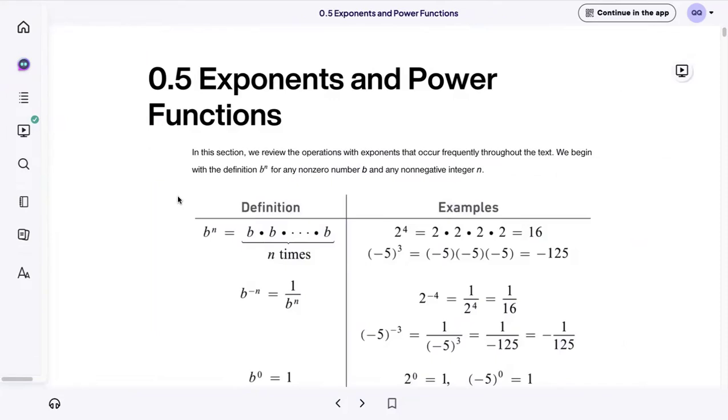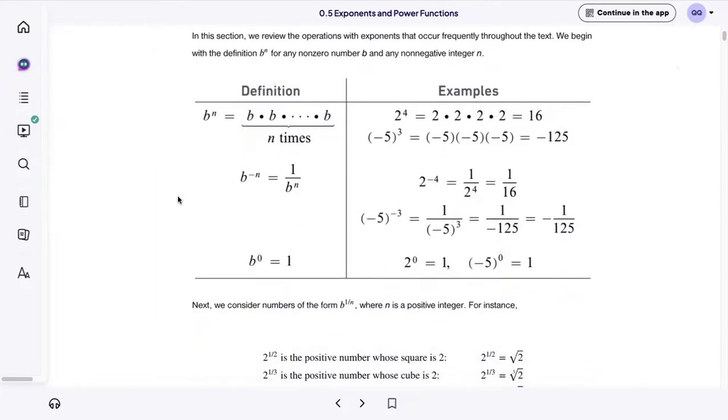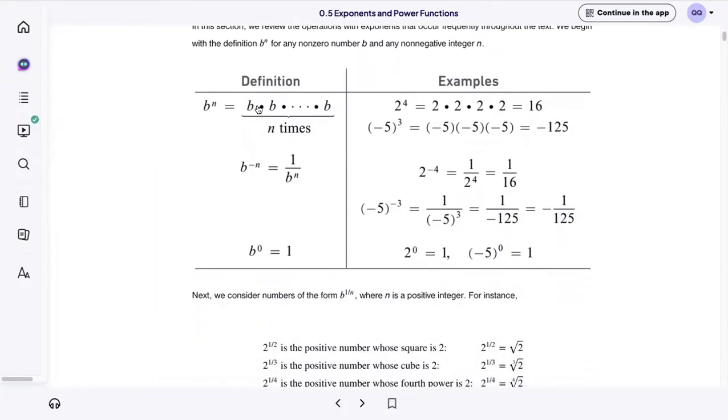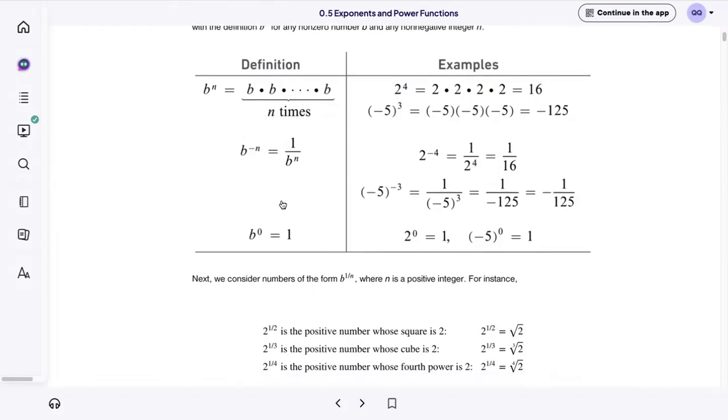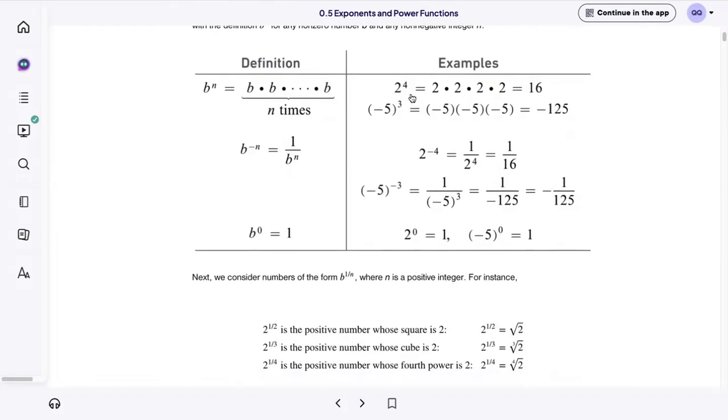Okay, exponents and the power functions. Remember, b raised to n just means b multiplied by itself n times. b raised to negative n means 1 over b multiplied by itself n times. Examples here: 2 raised to 4 is 16, negative 5 raised to 3 is negative 125.